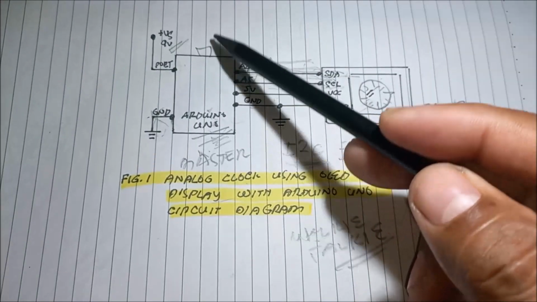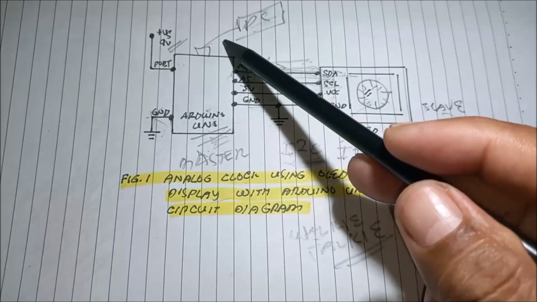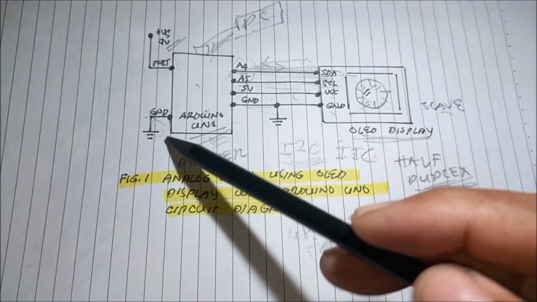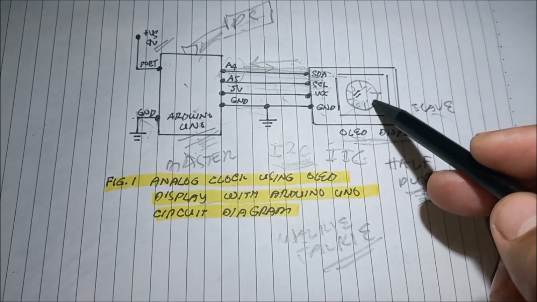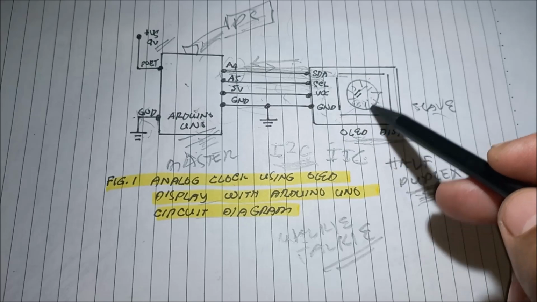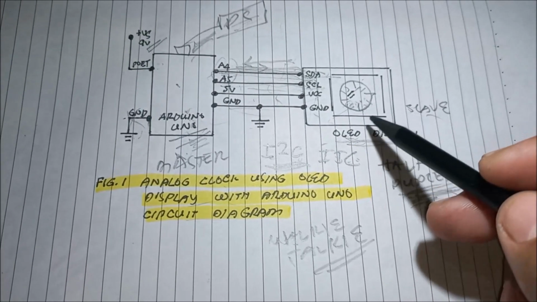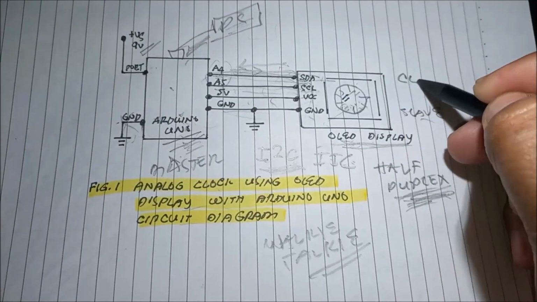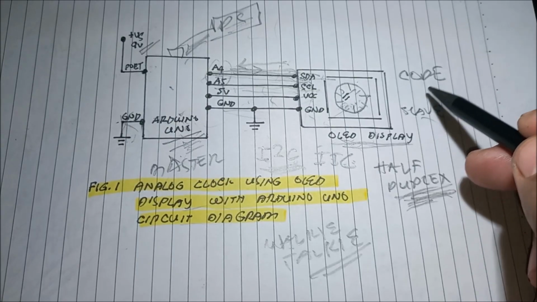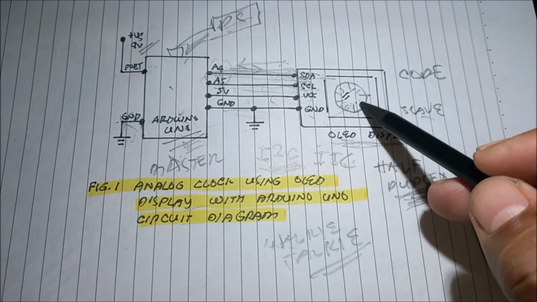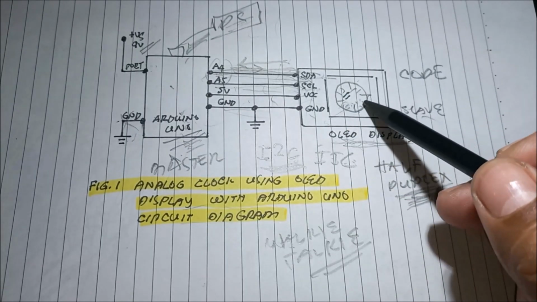From the PC, we upload the code, and in the code we can adjust the time of the analog clock by changing the code. In the code there is hour, minute, second. We can change the time, or you can adjust the time here of the analog clock.